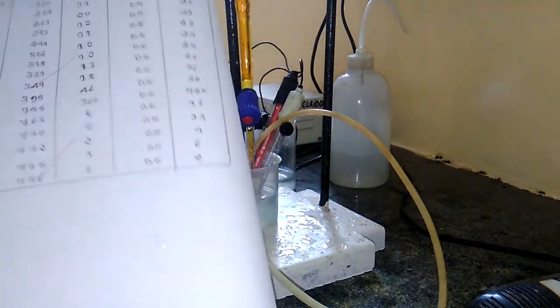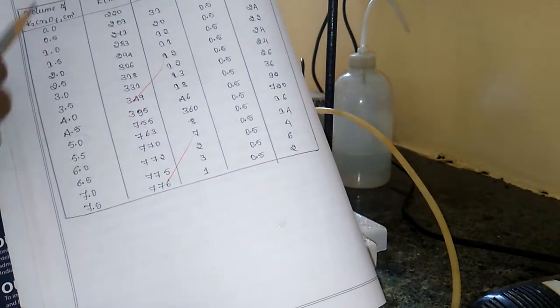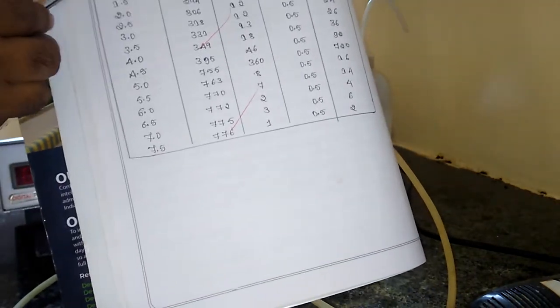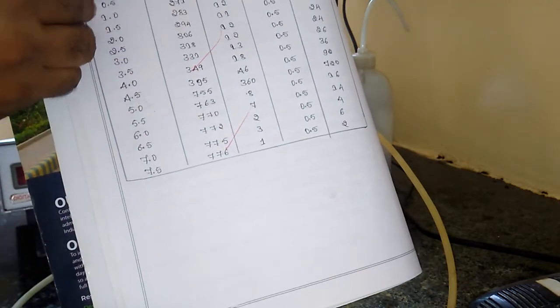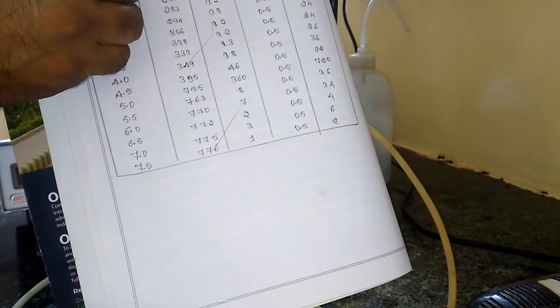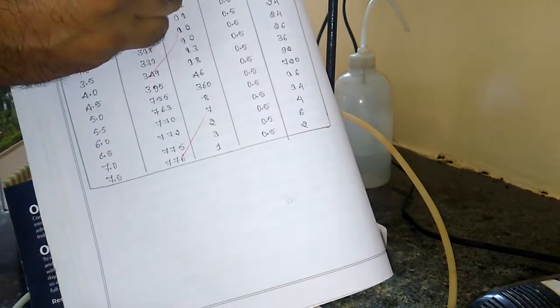So calculation and observation are very simple here. Already I have shown the tabular column here. It contains 5 different columns, 1, 2, 3, 4, 5. The first column is the volume of potassium dichromate, 0 to 7.5 or 10 ml. The second column is potential values. The third column is delta E. The fourth column is delta V. And the fifth column is delta E divided by delta V. So this is the reading given by the instrument.